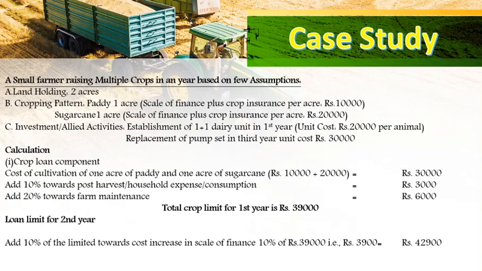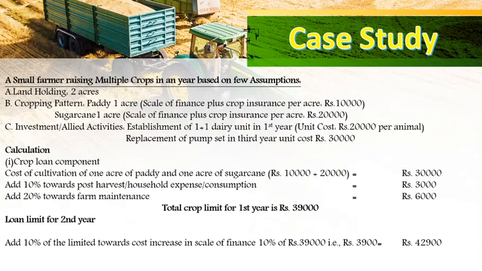A small farmer is raising multiple crops in a year, based on a few assumptions. He has 2 acres of land. Out of those 2 acres, on 1 acre he will go for paddy crop, and on the other acre he is going for sugarcane crop. For paddy crop it is around 10,000, let us say, and for sugarcane crop it is rupees 20,000.